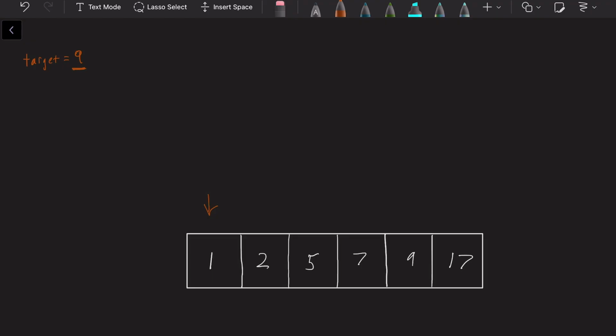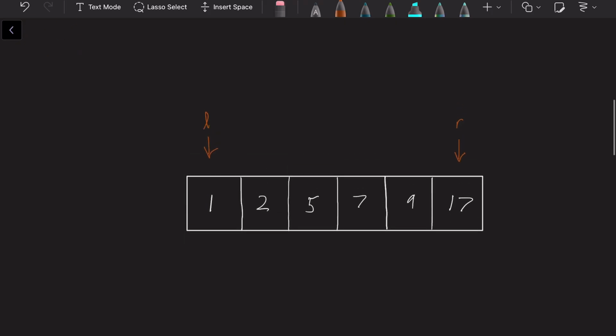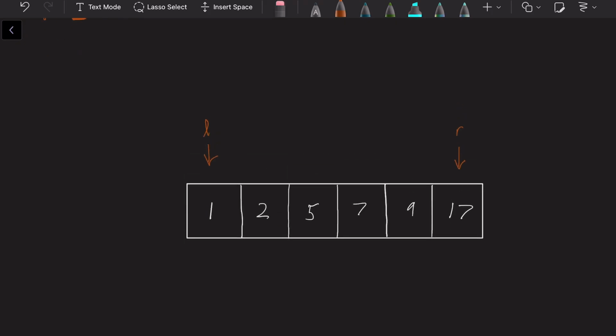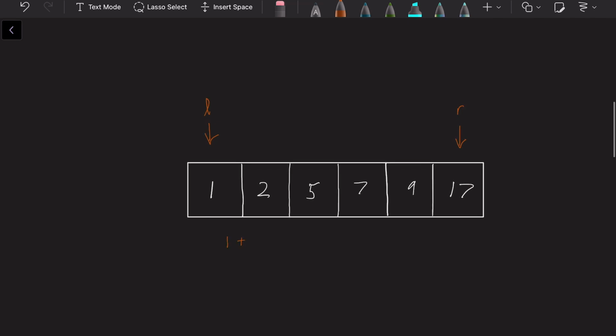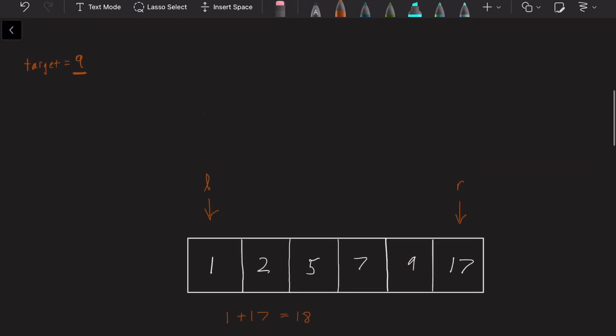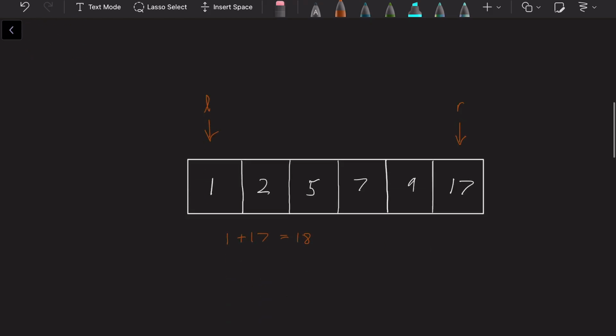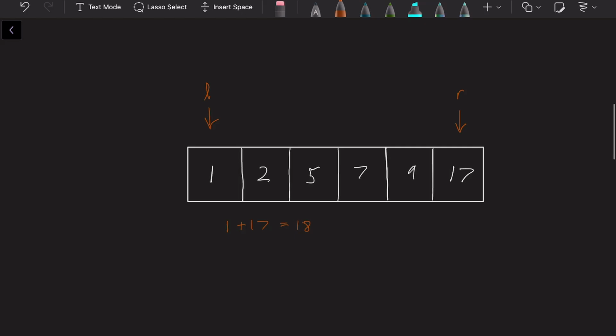We know that the data structure is sorted, meaning the smallest element is at the far left and the largest element is at the far right. How can we use this to our advantage? Well, we're looking for a sum, so let's try to sum these two. We get 1 plus 17 equals 18, and if we remember, our target is 9. So 18 is much larger than 9.